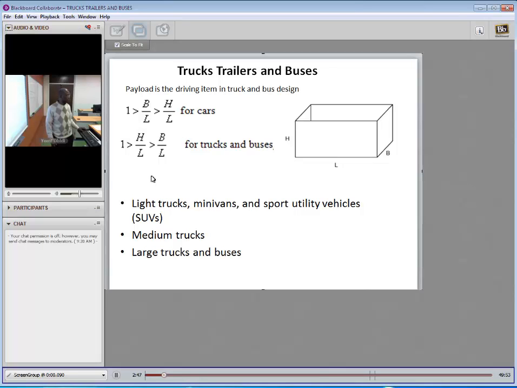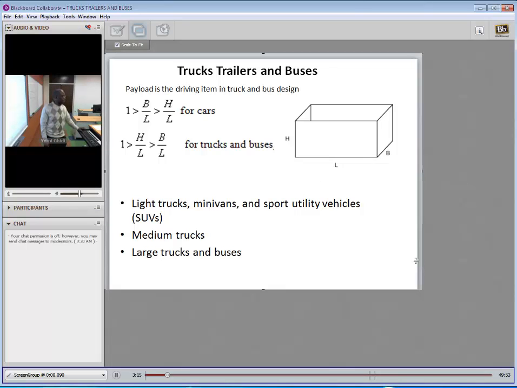Essentially, we're saying that cars generally have low heights, and the ratio of the height to the length for the bus or truck is generally greater than the ratio of the width to the length. That is, buses and trucks are built high, whereas cars are relatively built low. And the extreme of the low build of cars will be the sports cars or the race cars.